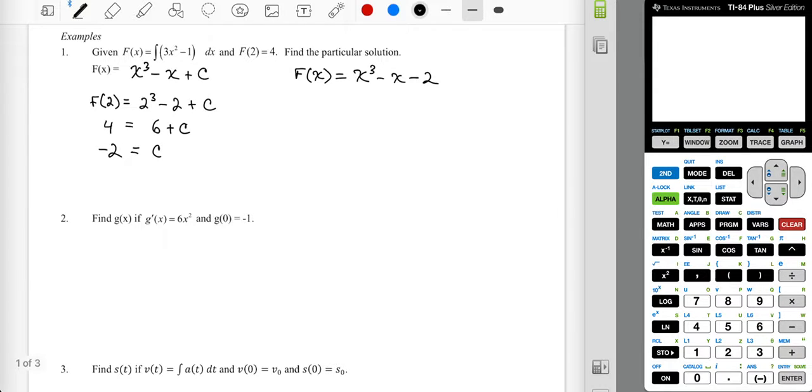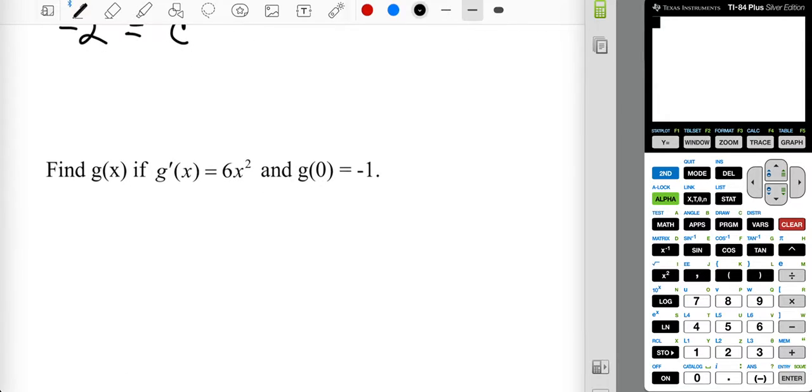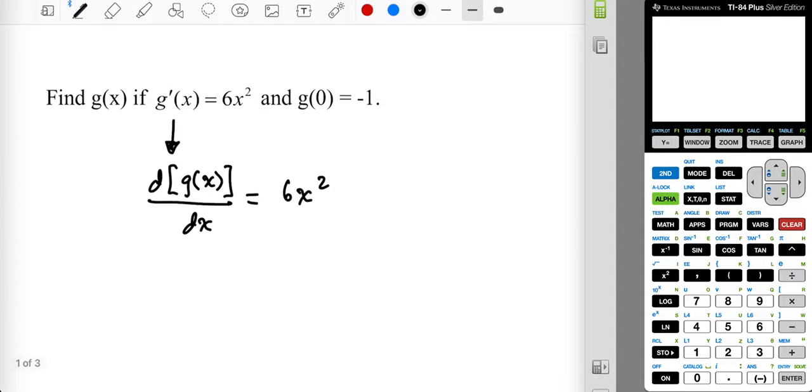All right, number 2, same idea. It says g prime of x. All right, so it's not written as an antiderivative, so we got to take care of that. So let's just fix this real quick. So this is the same as saying d g of x dx. All right, so differential equation.